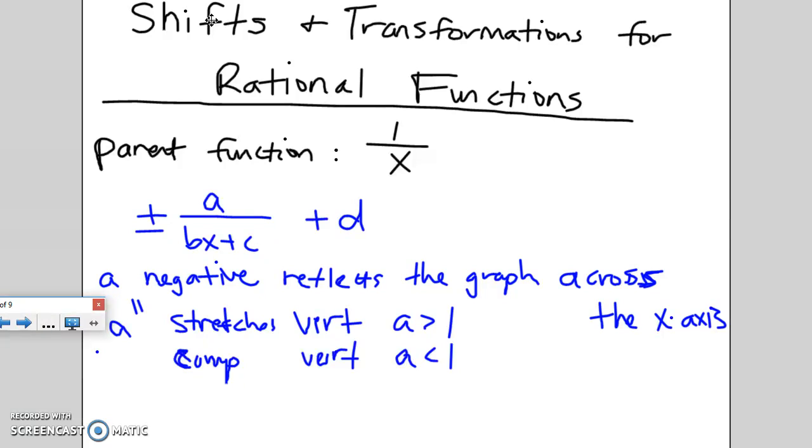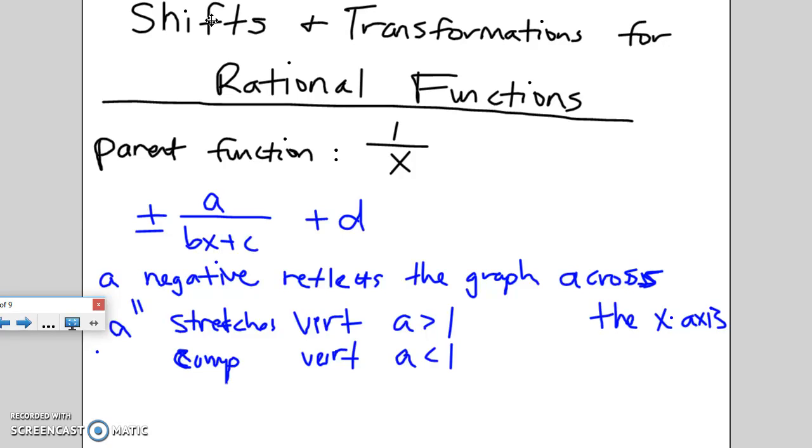We've talked before about shifts and transformations for other types of functions, but today we're going to talk about how to do it with rational functions. So when the parent function is 1 over x, the good news is the rules for what a, b, c, and d actually do are the same. The only difference is it just looks a little bit different because we're dealing with a fraction.